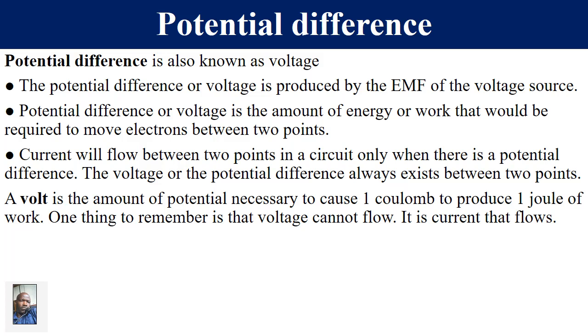An important point to take note of: current only flows if there is a potential difference between the two points. Why does water flow from one point to another? It is because there is a gradient, or the two points are not on the same level. There's a slope. So volt again is the amount of force necessary to cause 1 coulomb to produce 1 joule of work. Voltage, please take note, cannot flow. It is current that flows.